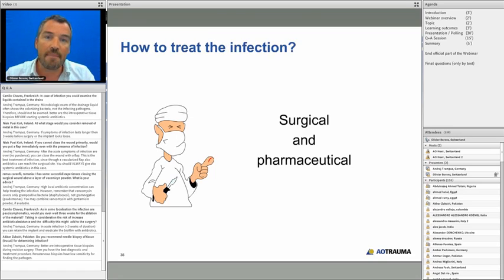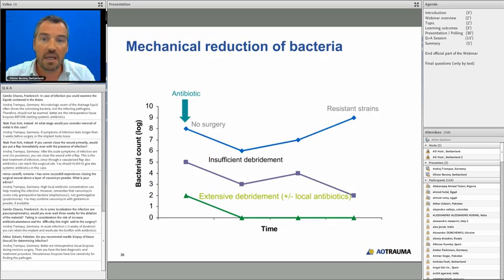Okay, now we know that there's an infection, we know that we have to do something, and one of the important rules is that the treatment of infection should always be combined surgical and pharmaceutical. If we only use antibiotics, as in this case here, where the patient has no surgery, we can get the bacterial load down by about 2 logs, but after a certain time it goes up again and we are going to have resistant strains.